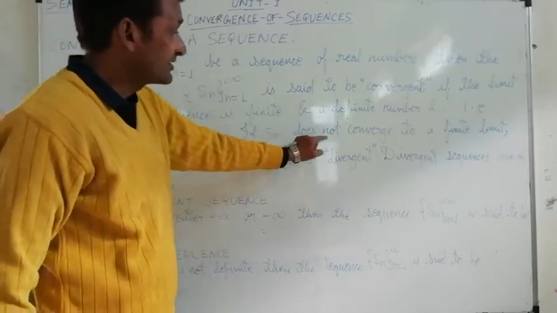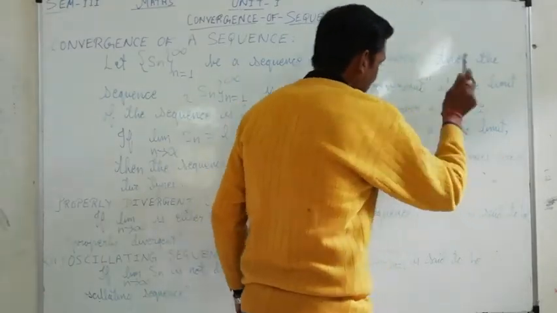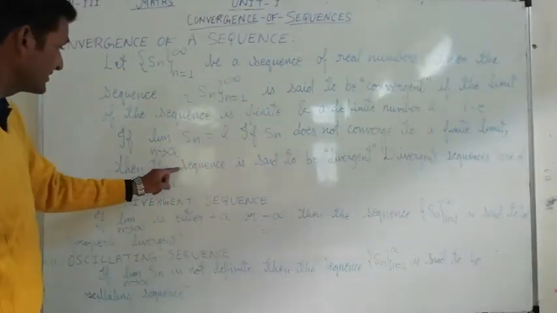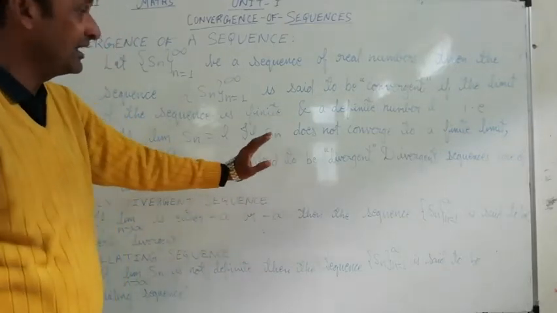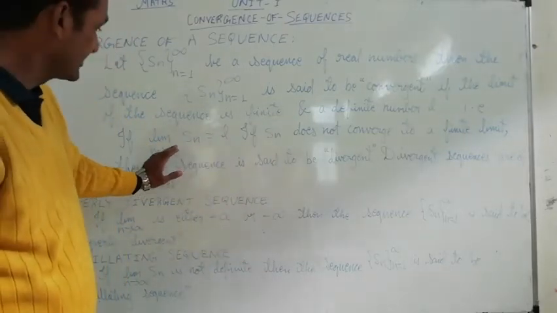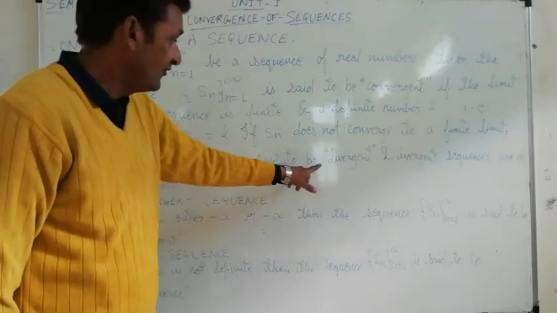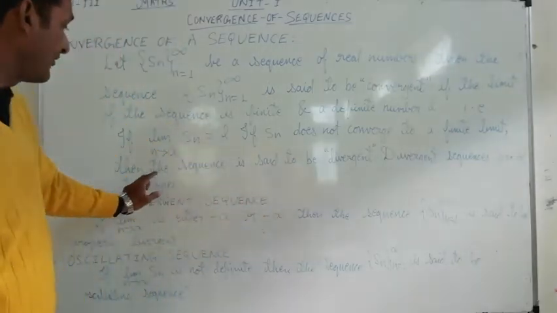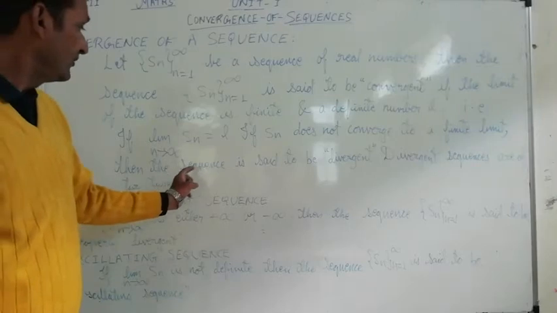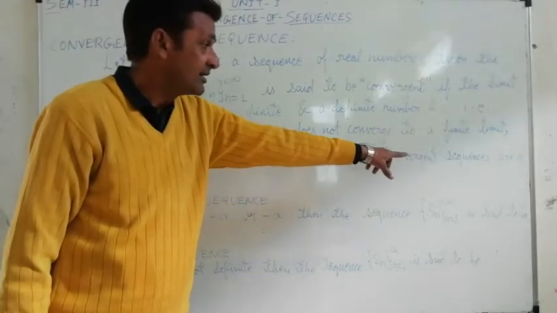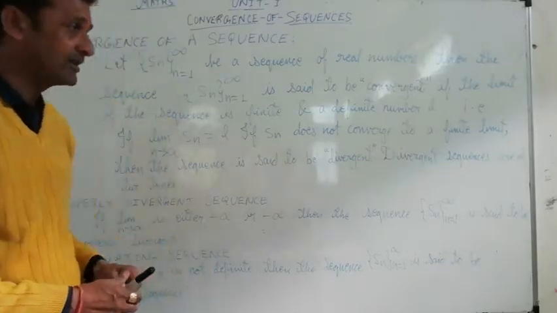If Sn does not converge to a finite limit, then the sequence is said to be divergent. If we are not getting any finite value after solving this limit up to infinity, or if the finite limit does not exist, then we can say that it is a divergent sequence. Divergent sequences are of two types.